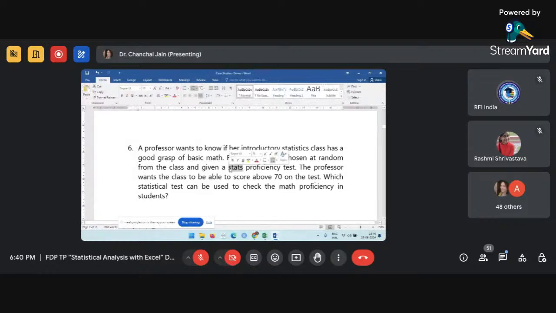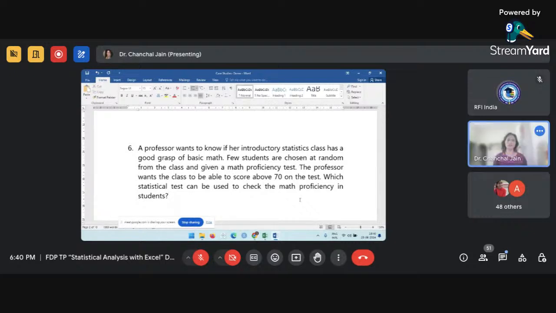It should be math, because to learn statistics, we need to have a base of maths, right? So that is why the professor wants to understand whether the students who want to study statistics have some basic level of mathematical understanding or not.